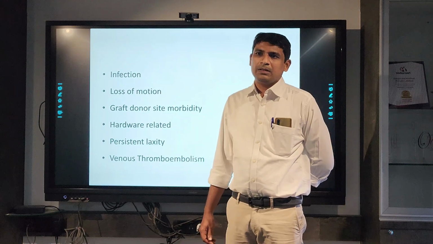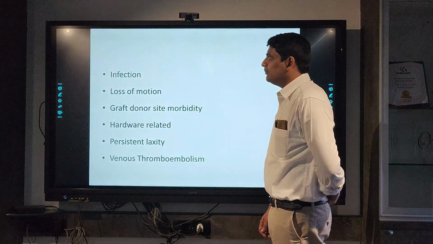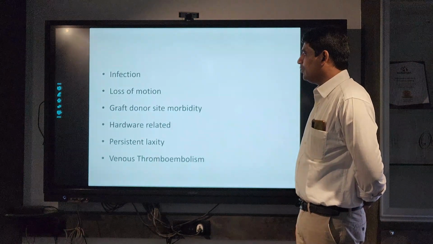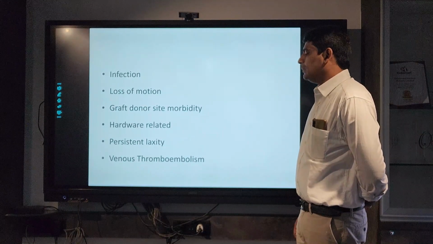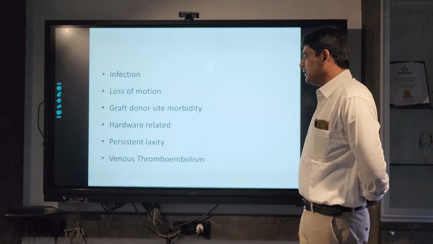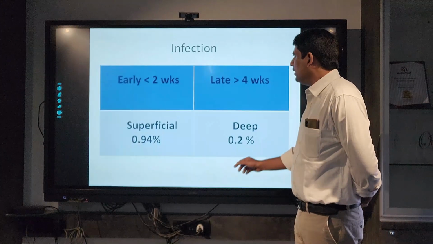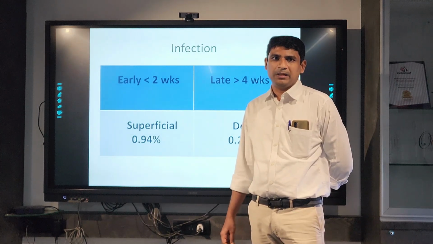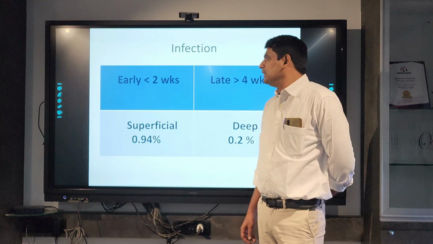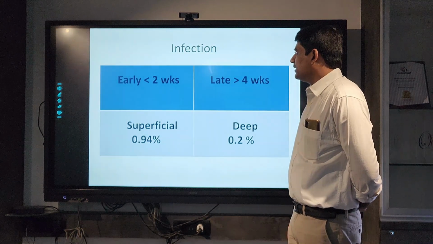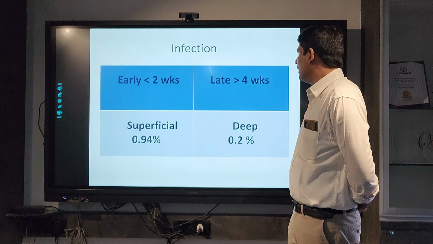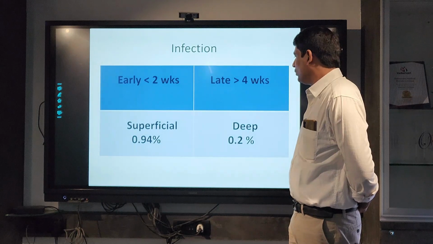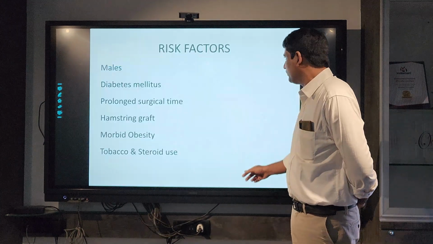Coming to the post-operative complications, the most common complication is infection. The other complications are loss of motion, graft donor site morbidity, hardware related problems, persistent laxity even after ACL reconstruction, and venous thromboembolism. Infection, anyhow, is seen very rarely in arthroscopic surgeries because of the minimally invasive technique. Early infection is when it is less than 2 weeks, and late infection is seen after 4 weeks. Superficial infections are 0.94% and deep infection is 0.2%.